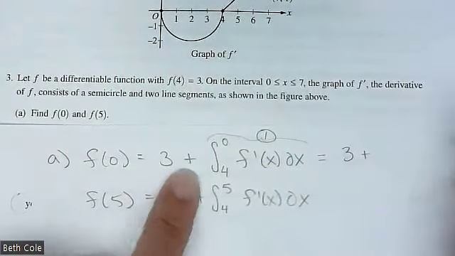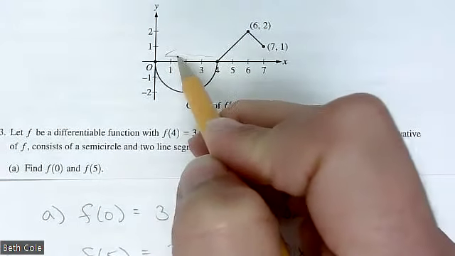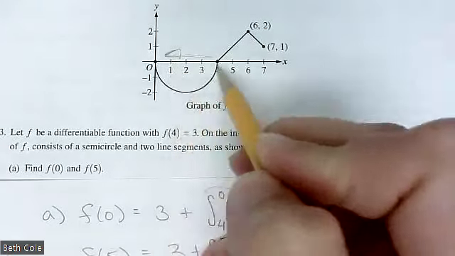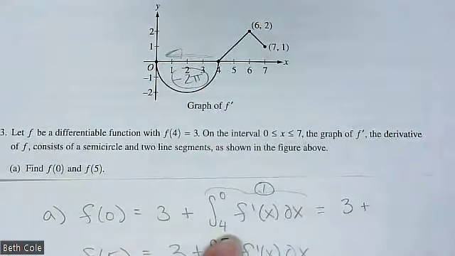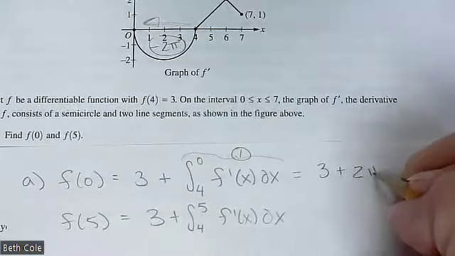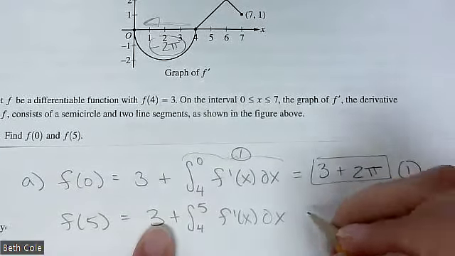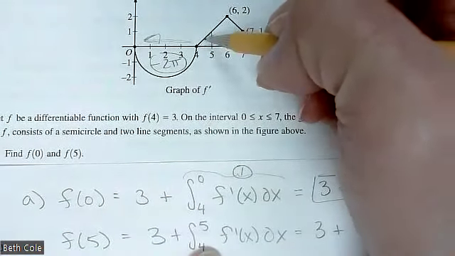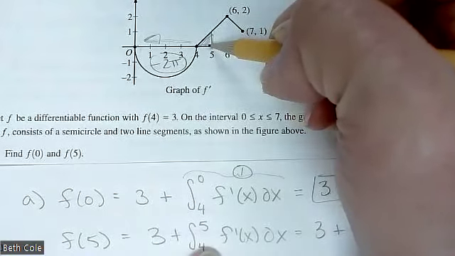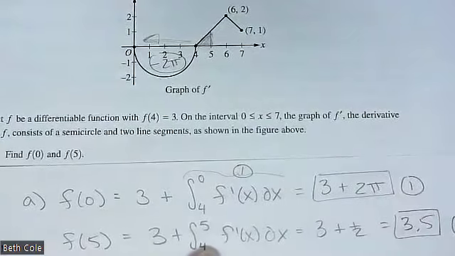That's going to be 3 plus, all right, we want to accumulate from 4 to 0. Now that's going backwards. Do you see that there? How much is this semicircle worth? We've done like a gazillion semicircles. But it'll actually be negative 2 pi because it's below sea level, but since we're going backwards, it will actually be 2 pi. So 3 plus 2 pi, you get a point for that. And then this one is going to be 3 plus integral from 4 to 5. That's this little guy right here, this little triangle. How much is that one worth, this area? 1/2. So 3.5, and you get a point for that.